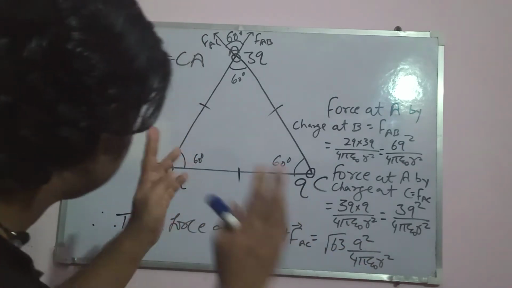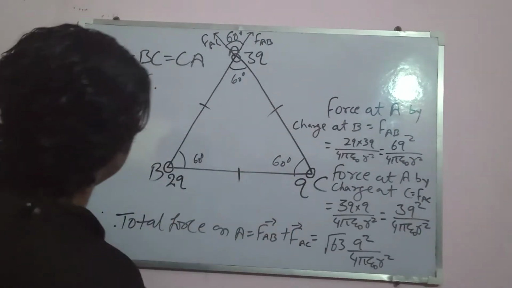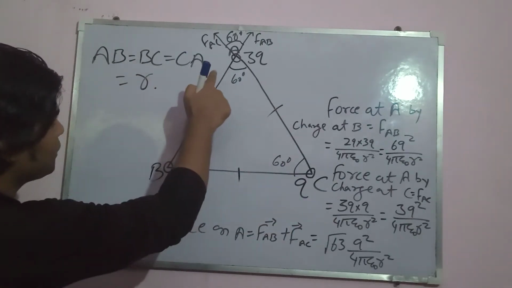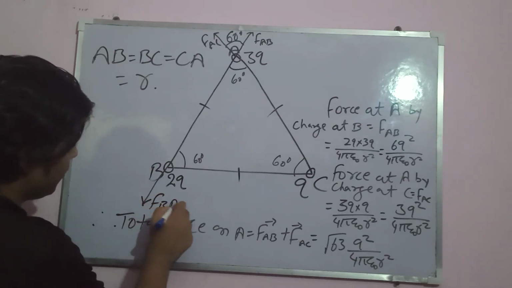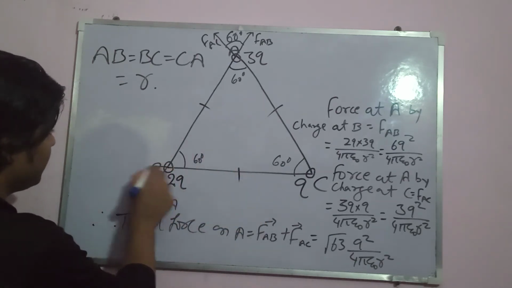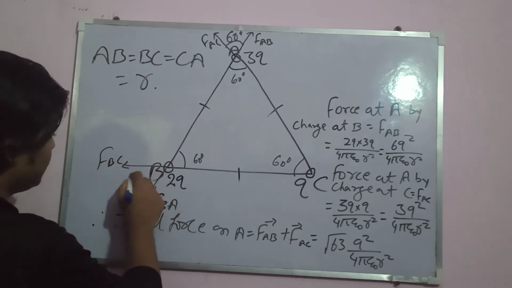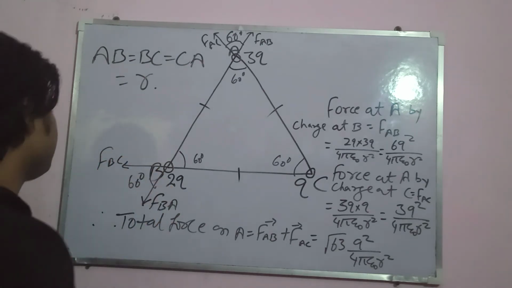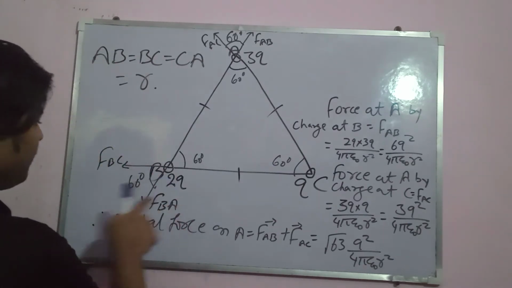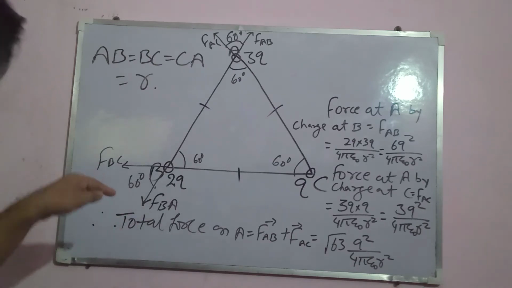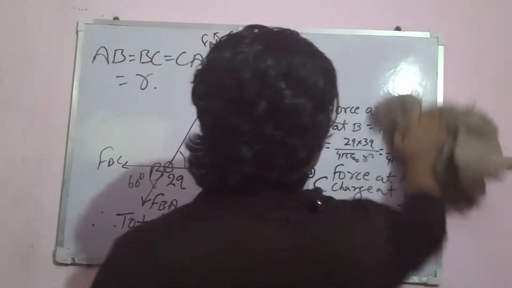Similarly, I'll have to do the same analysis for B also and for C also. Let's see on B. The force by A on B is along this, FBA. Force by C on B is in this direction, that is FBC. This angle is again 60 degrees. So by adding these two terms, we can find the total force on B. My space is short, so I need to erase some parts. I'll have to do the same calculation here.